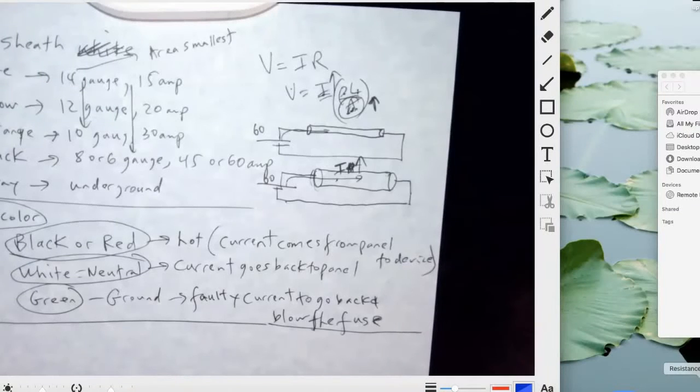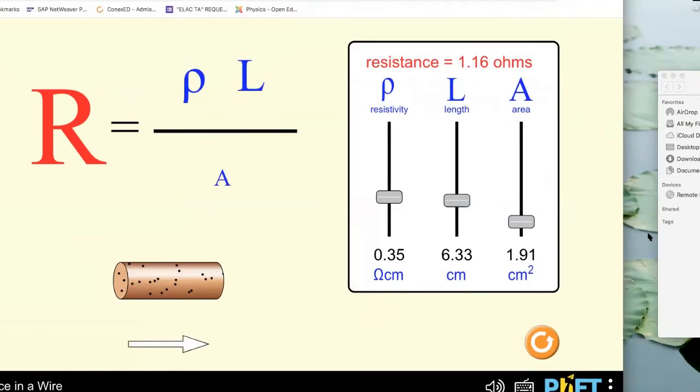Let's write down this one. They're using, what's their resistivity of the wire? Now notice their units is 0.35 for their resistivity, 0.35 ohm centimeter, not ohm meter. Then their length is 6.33 centimeters. And then their area is 1.91 centimeters squared. And then their resistance is 1.16 ohms.